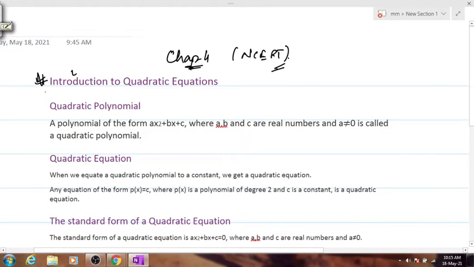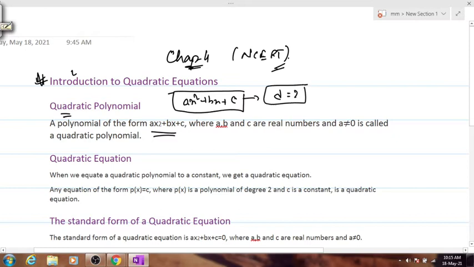So coming to the introduction, any polynomial which is of the form ax square plus bx plus c can be termed as a quadratic polynomial, or any polynomial of degree 2 is a quadratic one. Clear? Out here we have to keep in mind that a is not equal to 0. Clear?